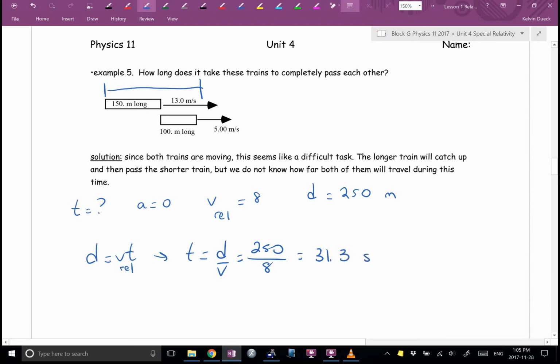31.25. I'll go to 3 sig figs because it looks like 13.0, 5.00, 150, decimal, and 100. It looks like everything is 3 sig figs in the picture. But yeah, I'd take 31.25.